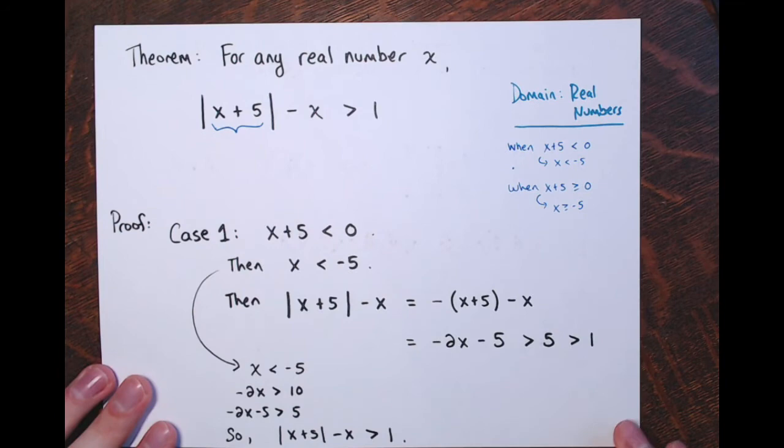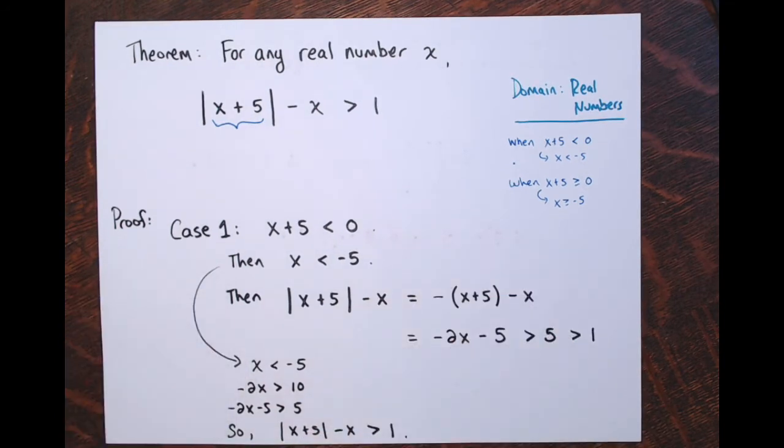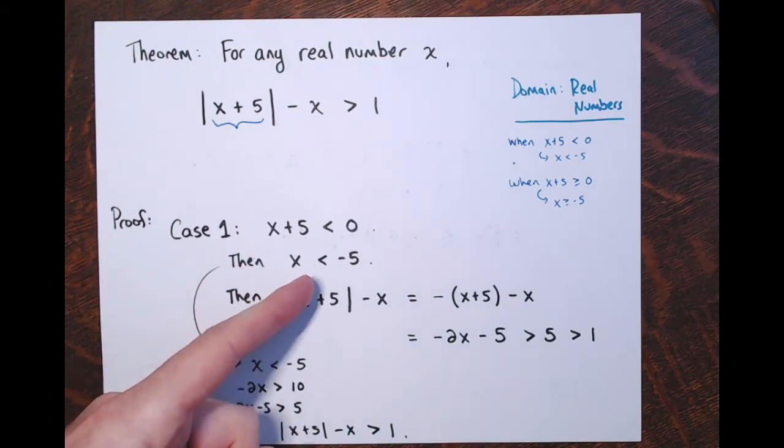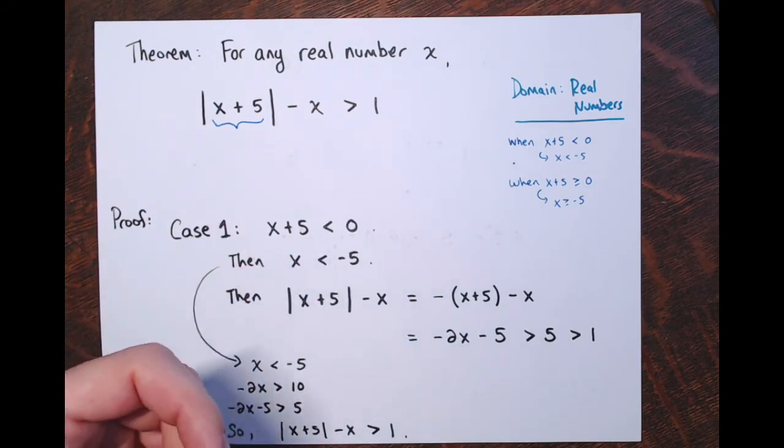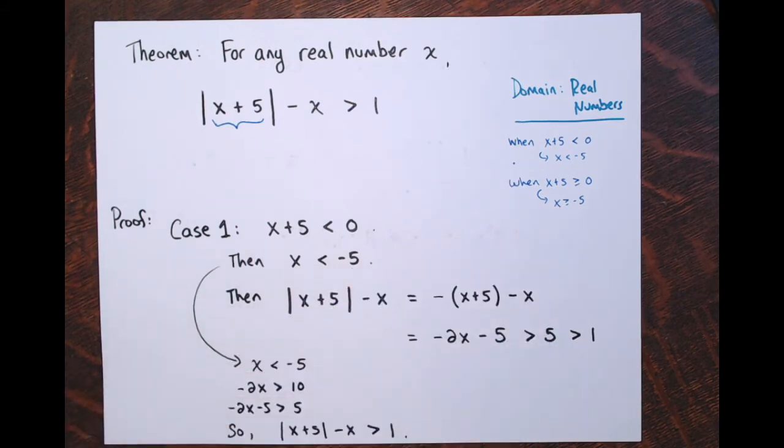And not a lot of words there, I apologize. You should be writing more words. Again, I just want to save a little time here. But when you write a proof for me, please include your full sentences and full explanations. Now the other case, this only takes care of the real numbers less than negative 5. So I look at the other case when x plus 5 is non-negative.